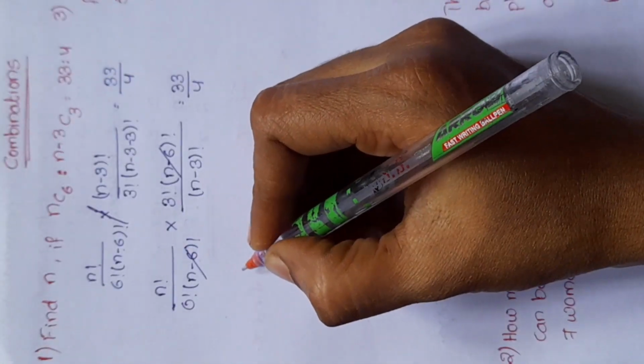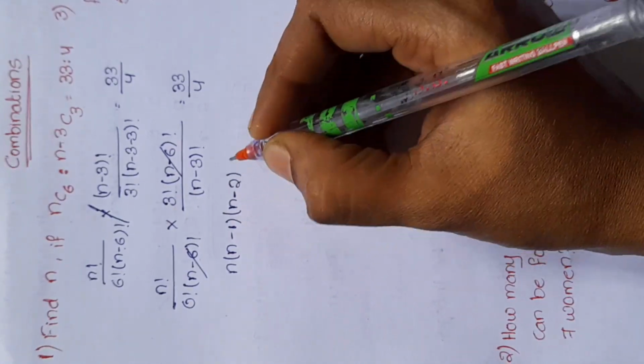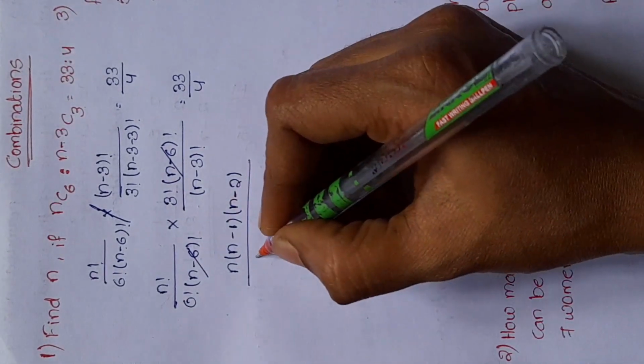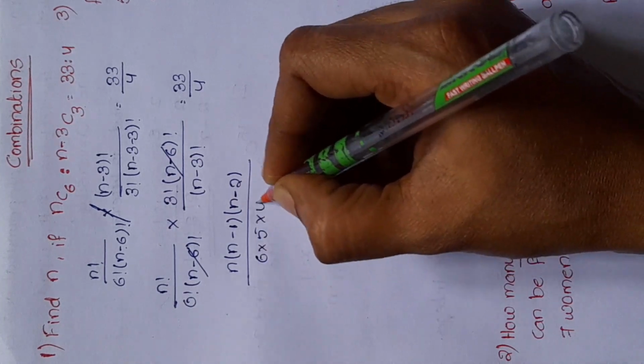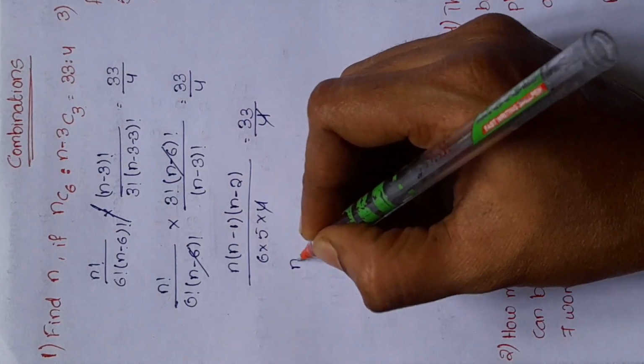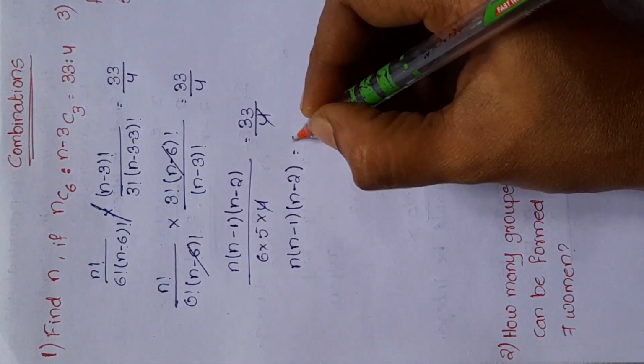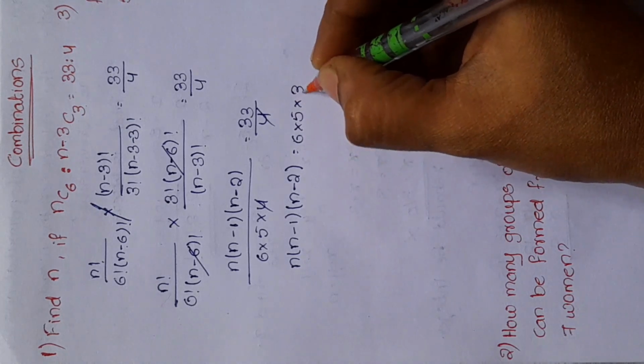On cancellation we get n into (n minus 1) into (n minus 2) by 6 factorial, which can be written as 6 into 5 into 4, is equal to 33 by 4. 4 and 4 get cancelled. n into (n minus 1) into (n minus 2) is equal to 6 into 5 into 33.